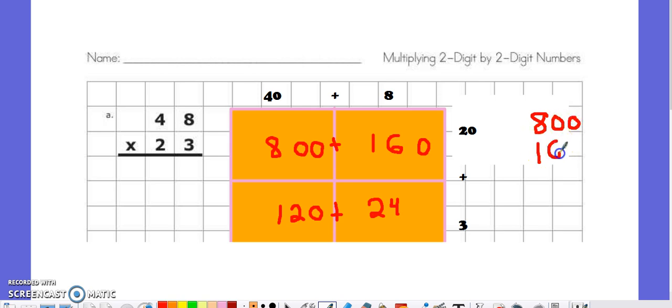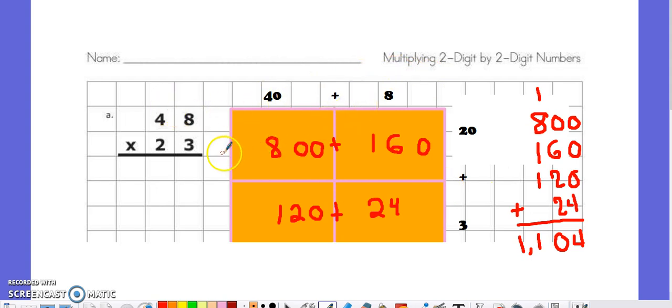800 plus 160 plus 120 plus 24 is going to be my answer for 48 groups of 23. There's nothing but 4 in my ones. 6 plus 2 is 8, plus 2 more is 10. I regroup my 1. Giving me a 1 in the hundreds, plus a 9, plus an 8, which is 9, 10, 11, or 1,104. So this is using place value to multiply multi-digit numbers.